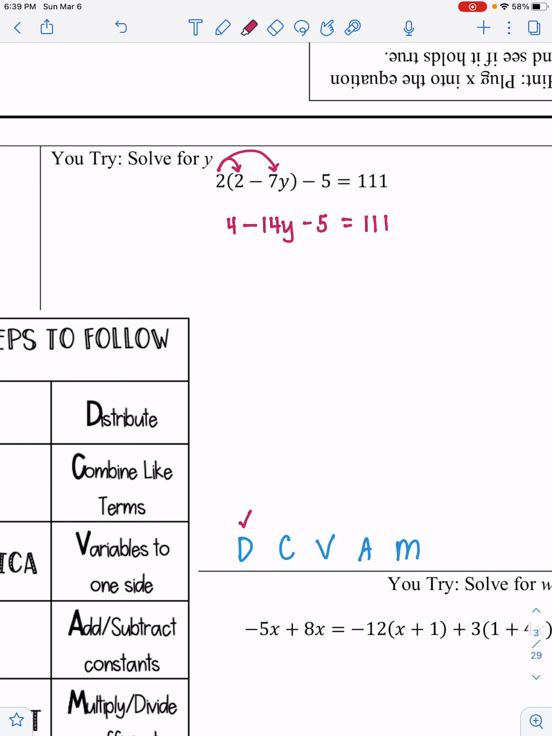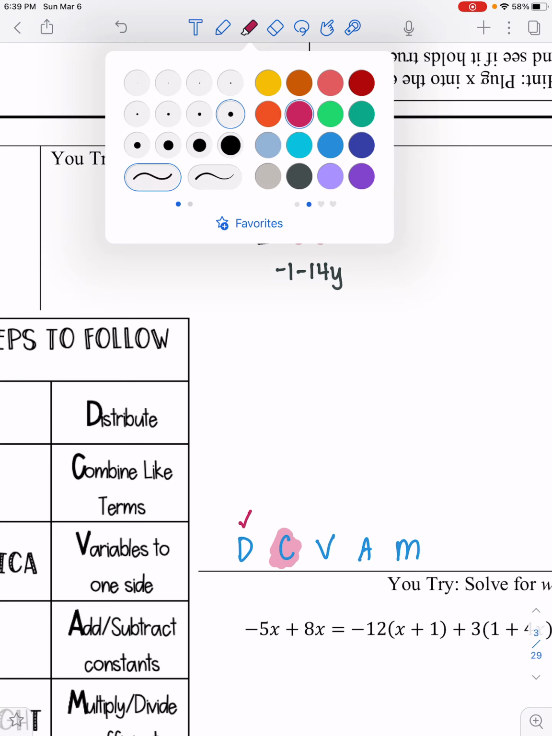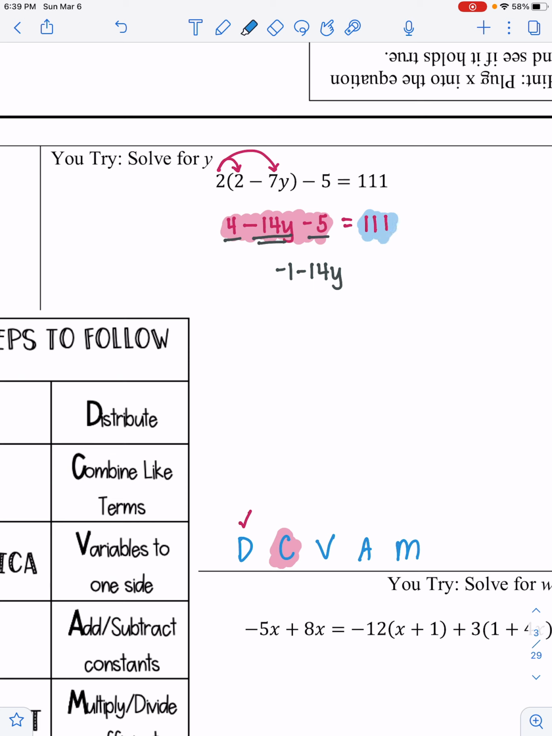Step 2 is combine like terms. So on the left side of my equal sign, I have 4 and negative 5, which combine to give us negative 1. Bring down the minus 14y, since there's nothing for us to combine there. And then now let's take a look at our right side. On our right side, we have 111. There's nothing to combine with, so we're just going to bring that down.